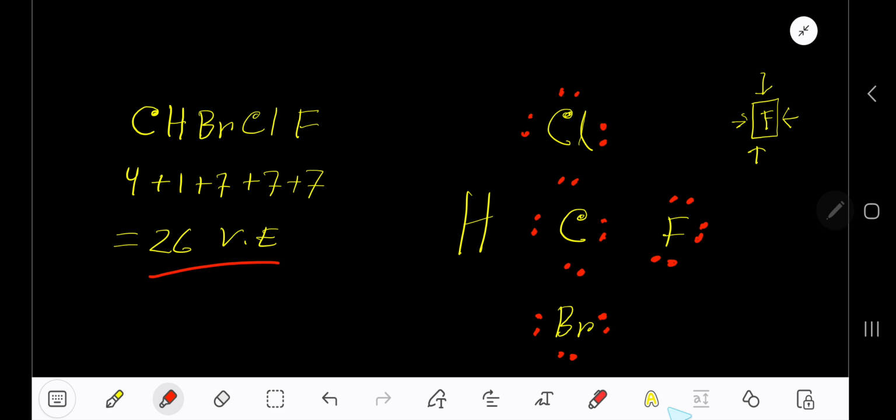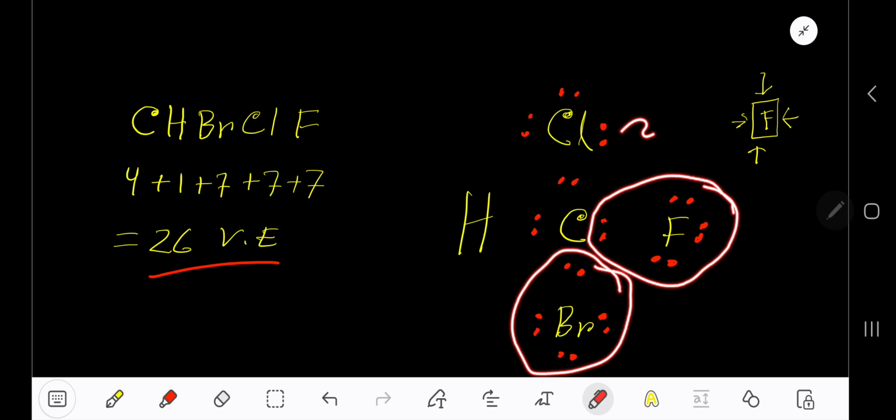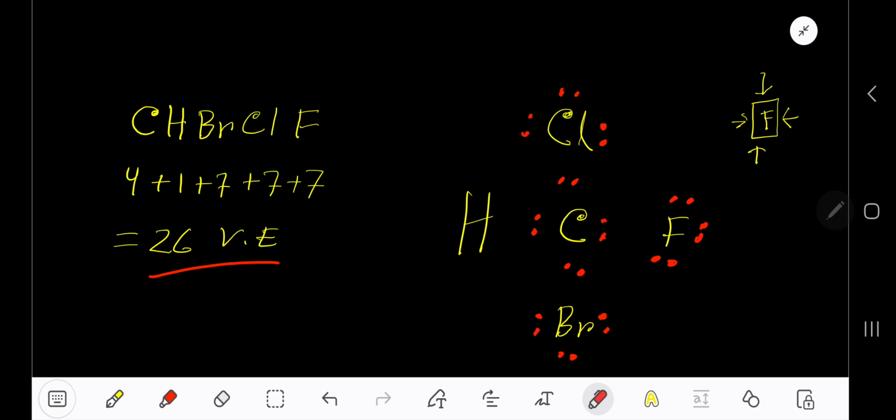Now count for octet. Octet, octet, octet, duet. Okay. Now check for the octet of the central atom.